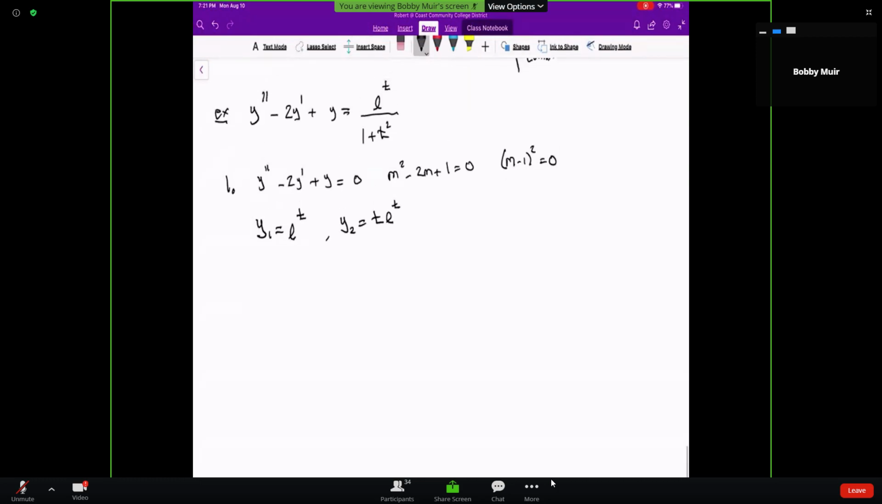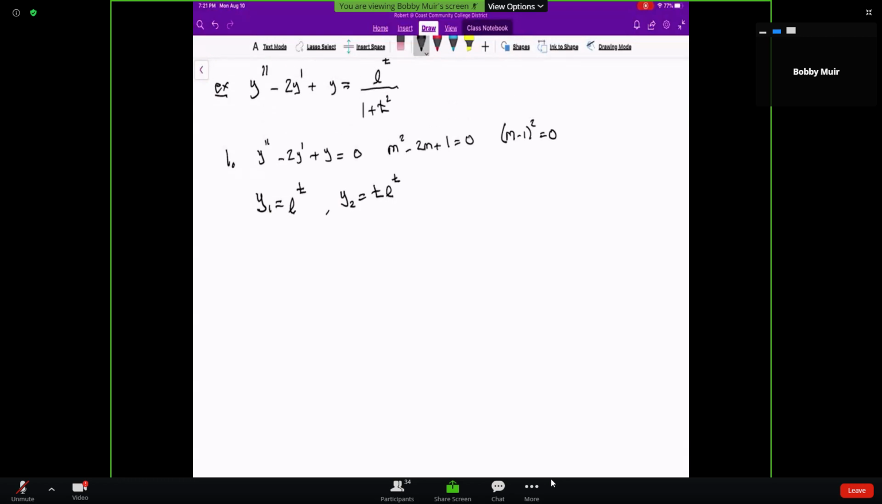Okay, so now as far as our variation of parameters goes, our particular answer that we're looking for is going to be u1 y1 plus u2 y2. And the system is u1 prime y1 plus u2 prime y2 equals 0. And then all of the prime guys, all of that's got to add up to the f.